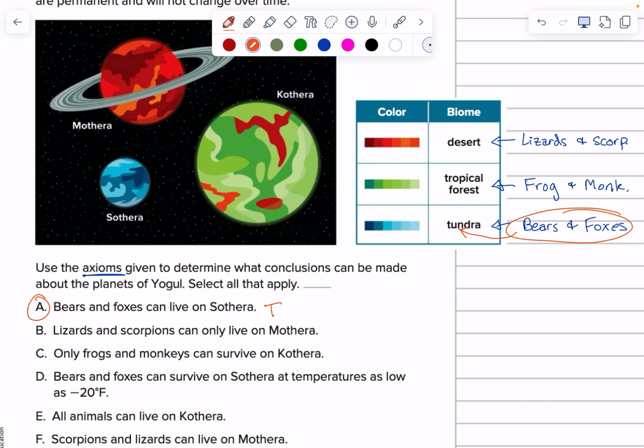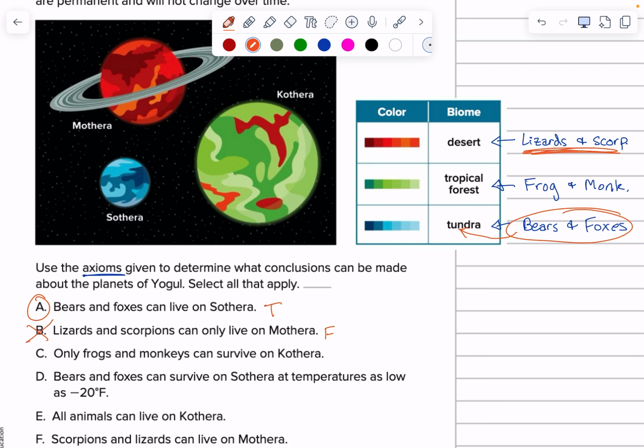All right, B says lizards and scorpions. They are right here, they're in the red, right? They can only live on Mothra. False, because where else can they live? They can live here as well, right? So that is false. We're going to cross it out.